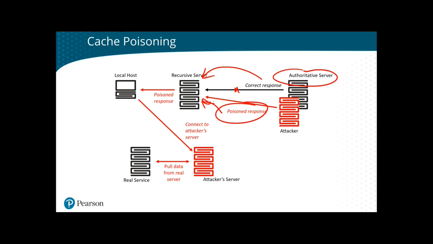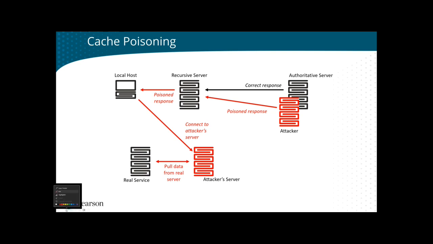As long as you can see what the authoritative server is doing, and you have access to the recursive server to send responses to it, it's very easy to cache poison like this. It's a very common, easy problem to cause. So why would we do this cache poisoning? What would we be doing? Rather than allowing the local host to send its traffic to the real service, the attacker wants the local host to connect to the attacker's server.